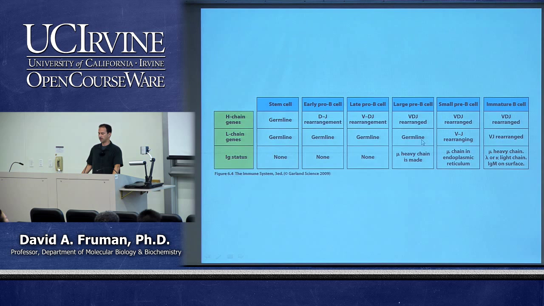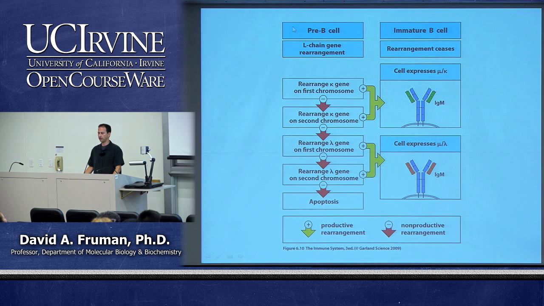At the end of this proliferation process, you transition to the small pre-B cell stage. The pre-B cell receptor is no longer on the surface. The mu chain of the heavy chain is now found mainly in the endoplasmic reticulum, and that's in part because the surrogate light chains are no longer expressed. And it's at this stage that you have the light chain rearrangements occurring. So the small pre-B cell, it's just shown as pre-B cell here, but you can write in, if you want, small pre-B cell is where the light chain rearrangement occurs.